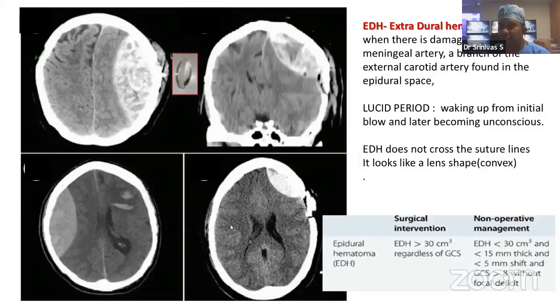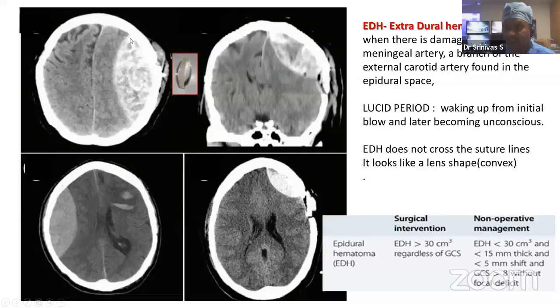Now we will see the bleeds. So the gold standard for knowing the bleed is a CT scan. Here you can see two types of images. These both represent EDH. EDH is usually represented as a lens. We usually have seen lenses.